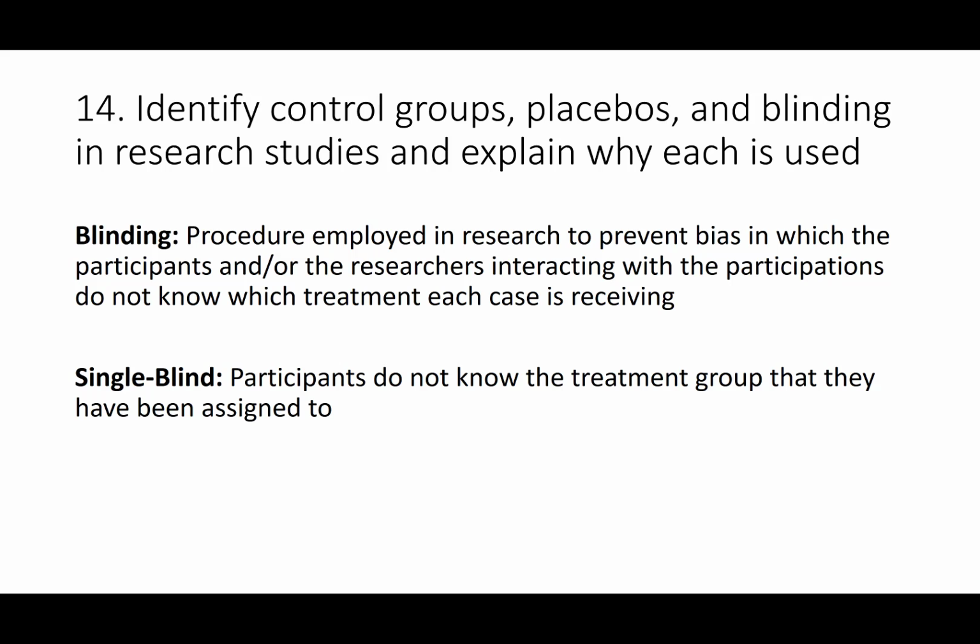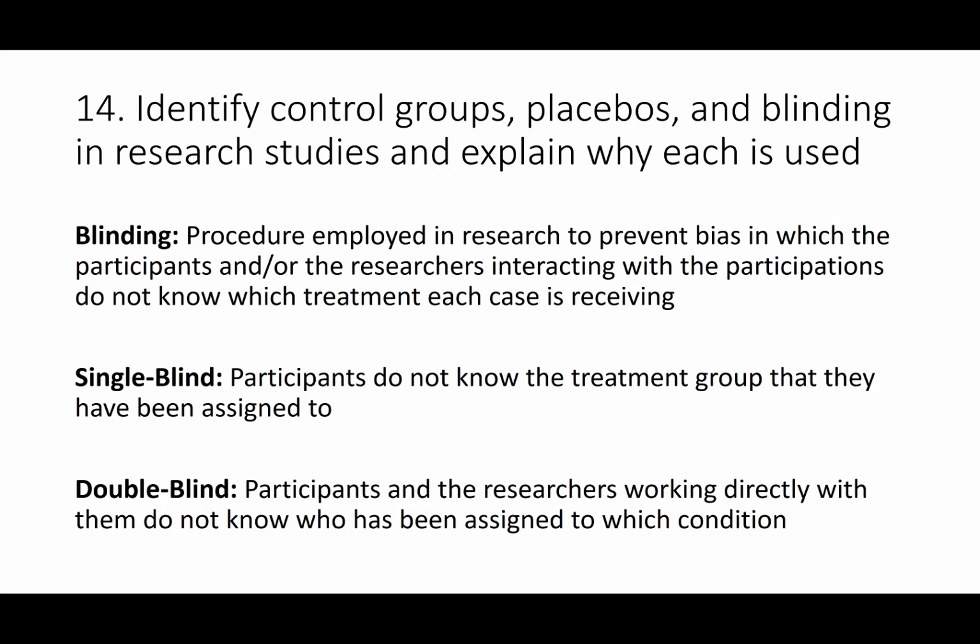In a single-blind study, the researchers who are interacting directly with the participants would know what condition the participants are in. This could lead to some researcher bias. In those cases, a double-blind design could be used. In a double-blind study, participants and the researchers working directly with them do not know who has been assigned to which condition.